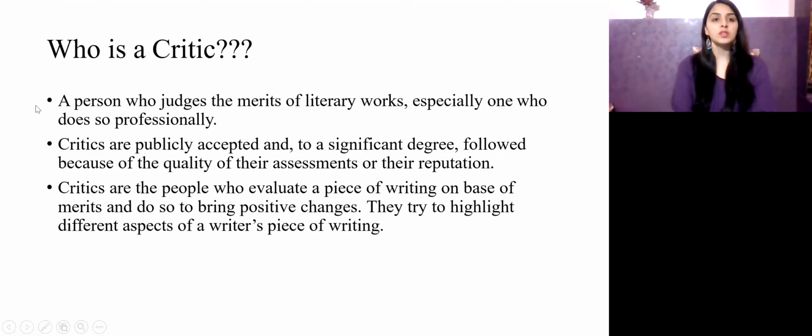A critic, a person who judges the merits of literary works, especially one who does so professionally. Critics are publicly accepted and to a significant degree followed because of the quality of their assessments or their reputation. Critics are people who evaluate a piece of writing on the basis of merits and do so to bring positive changes. They try to highlight different aspects of a writer's piece of writing.